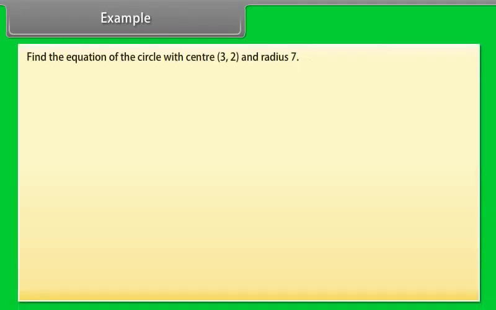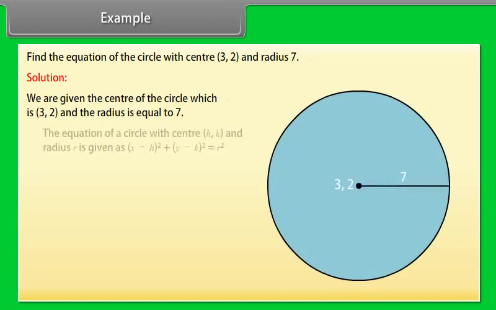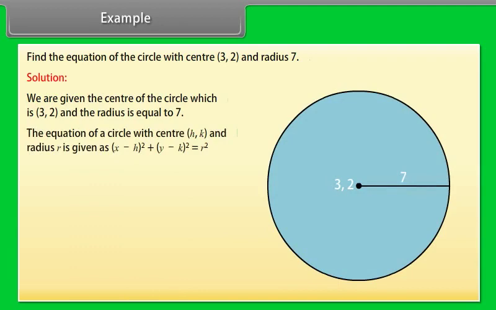Example. Find the equation of the circle with center (3, 2) and radius 7. Solution. We are given the center of the circle, which is (3, 2), and the radius is equal to 7. The equation of a circle with center (h, k) and radius r is given as (x − h)² + (y − k)² = r².